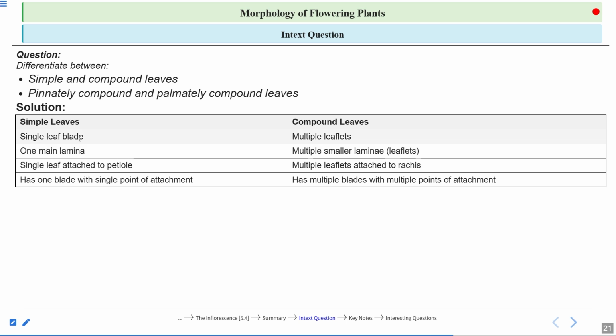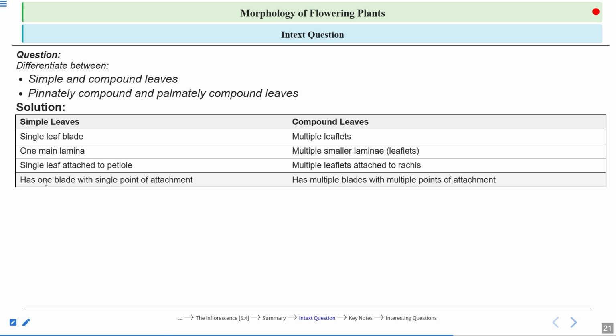Simple leaf, they have a single leaf blade. Compound leaf, they have multiple leaflets because the incision reaches the midrib. Simple leaf, they have only one main lamina, whereas compound leaf, they have multiple smaller lamina because they have multiple leaflets. Then in simple leaves, the single leaf is attached to the petiole, but in the compound leaf, multiple leaflets are attached to the rachis. Rachis is the extended part of the petiole.